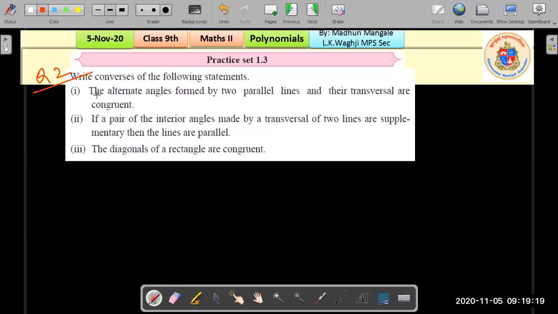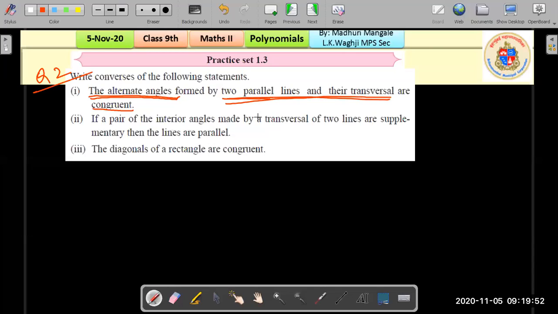Here we are given that the alternate angles formed by two parallel lines and their transversal are equal. It means the first part given is that the alternate angles are congruent. Okay, and the second part is the two parallel lines and the transversal. So when we write it in converse, the alternate angles will come first.